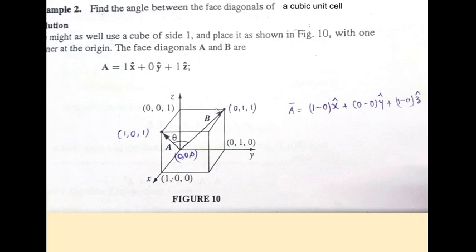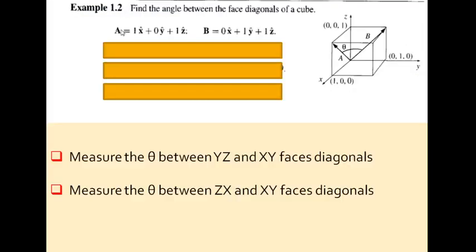Suppose I choose the point B. B is in the YZ plane, so it is 0, 1, 1, and therefore the B vector arises like this. Now what should I do? I have a vector A, I have a vector B, and this is my same figure. So how do we find the angle between these face diagonals? First I will do A dot B. In A dot B, the x component has a dot product with the x component, the y component with the y, and the z with the z.